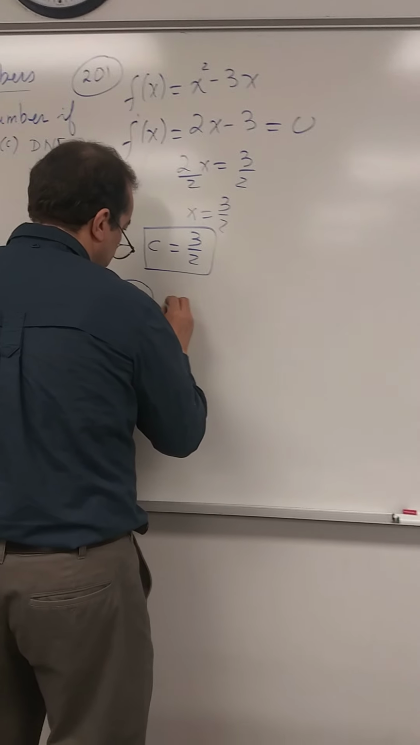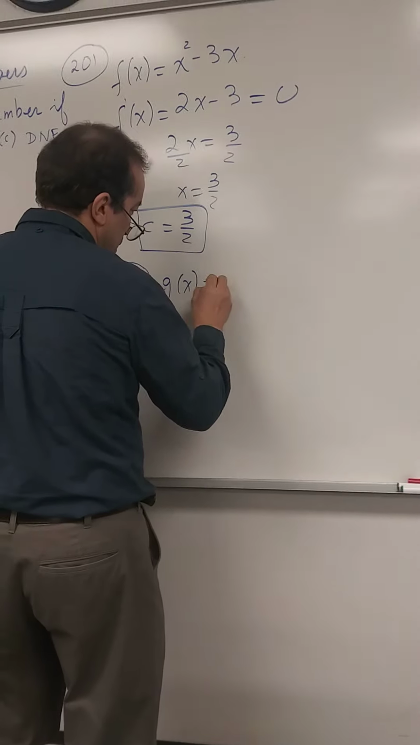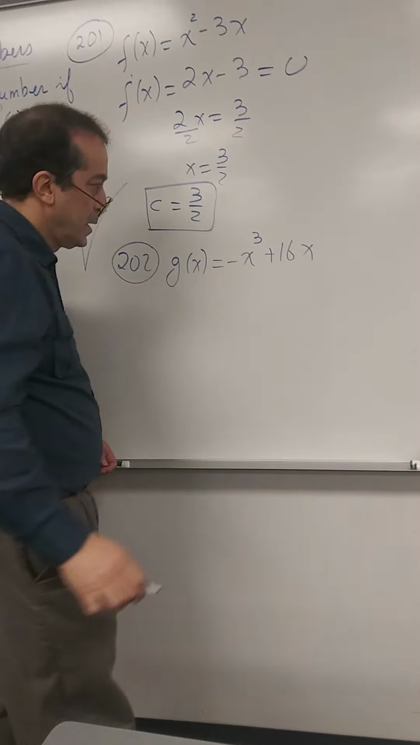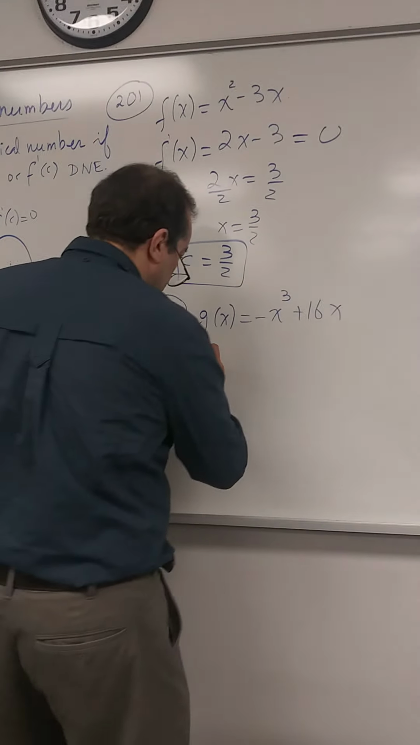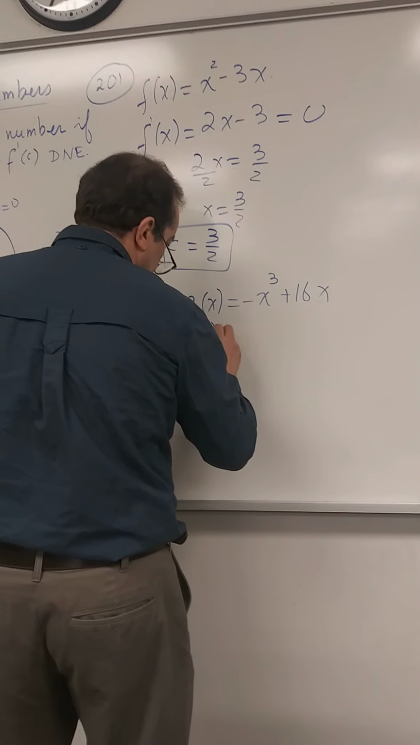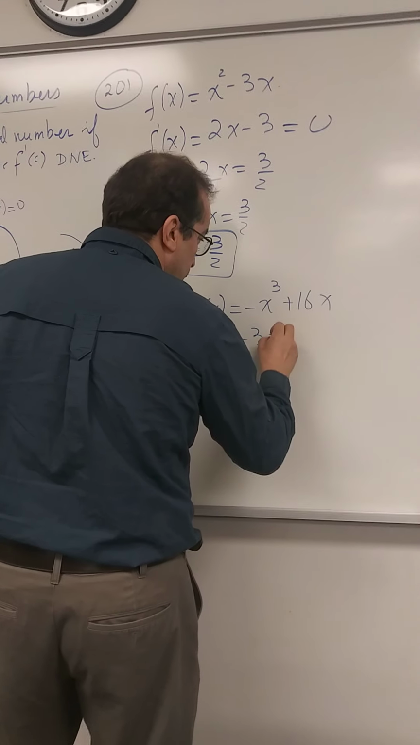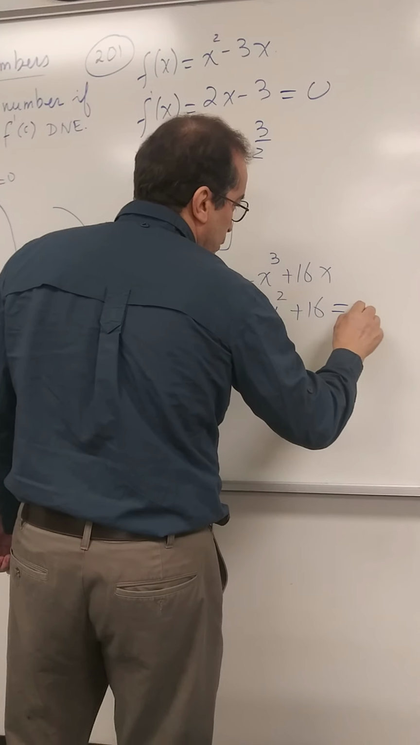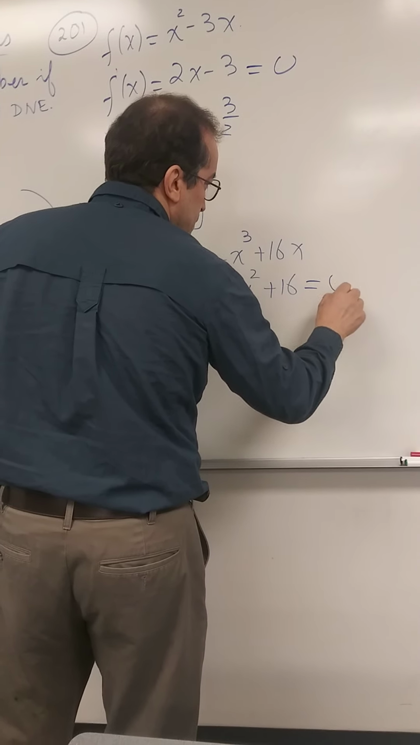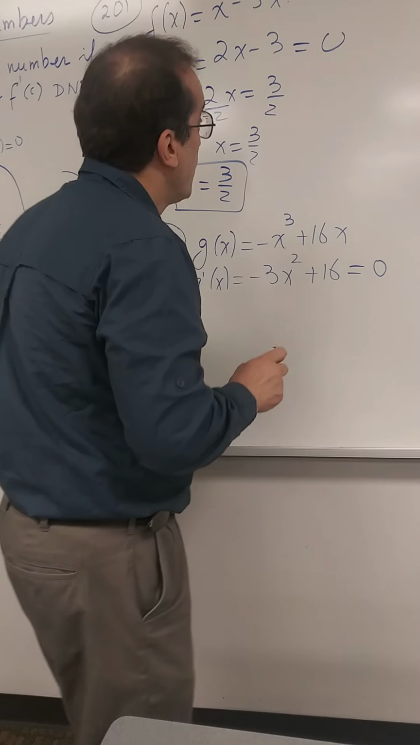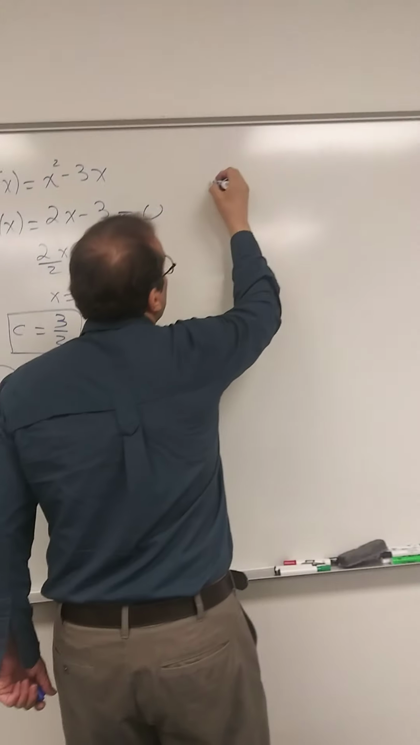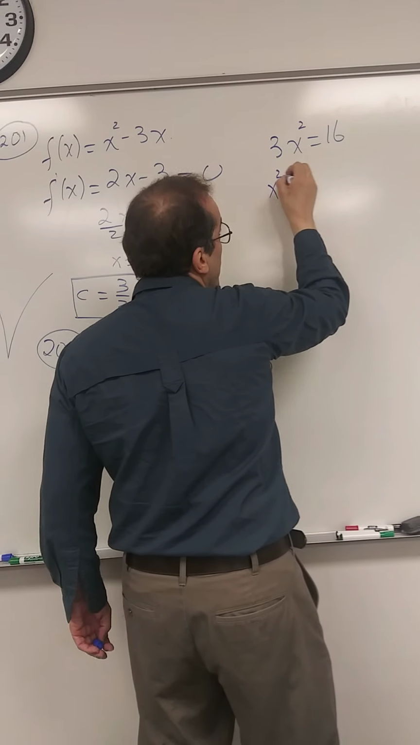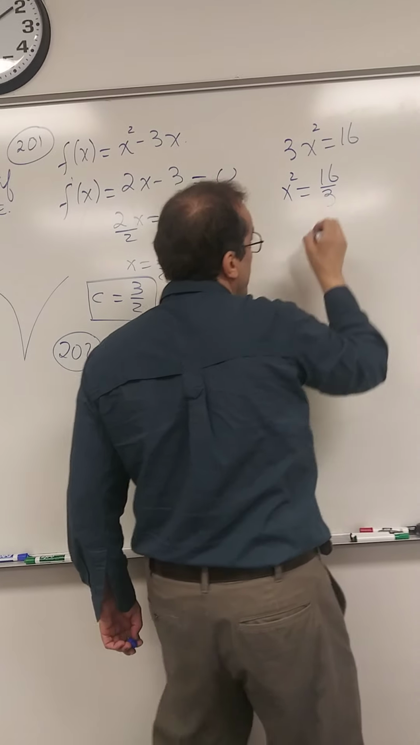Let's do this example. G of x equals minus x cubed plus 16x. This is also a function. Let us differentiate it. G prime of x equals minus 3x squared plus 16. And you set this equal to 0. So 3x squared equals 16. X squared equals 16 over 3.